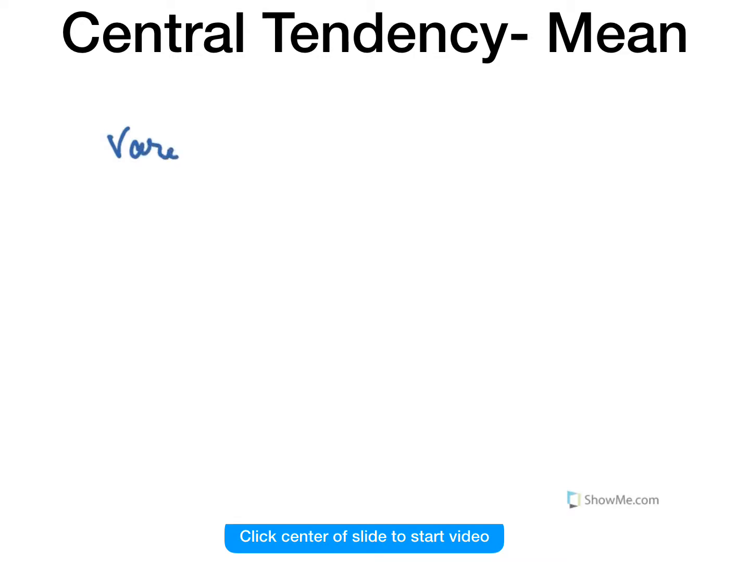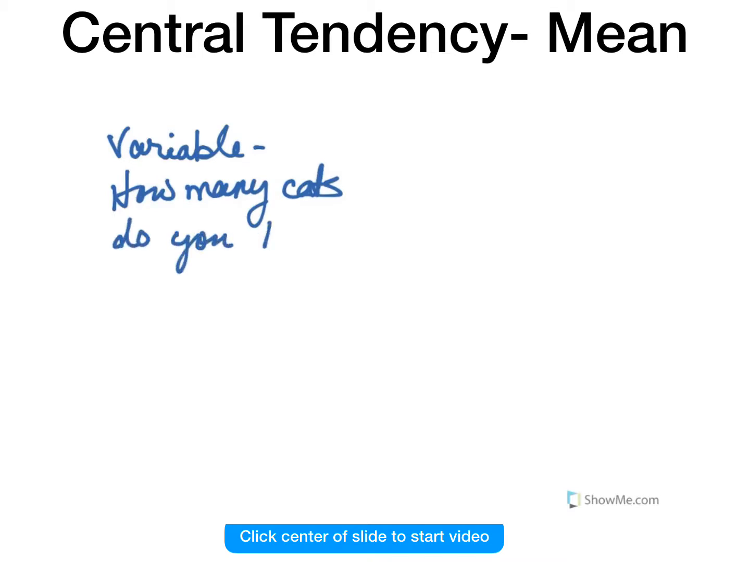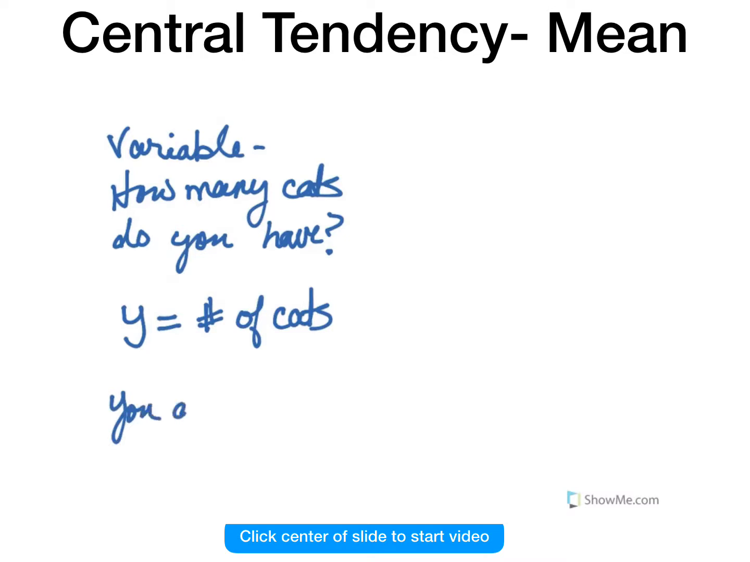Okay, so I'm going to demonstrate the mean. First we need a variable. We'll take the question, how many cats do you have? People would answer 0, 1, 2, 3, 4, etc. Interval, ratio level of measurement. In this case, y, being the generic symbol for a variable, is going to equal the number of cats that people have.